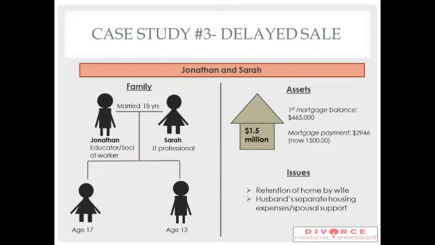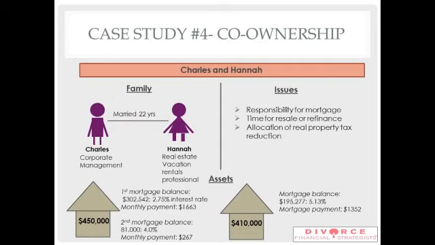Case study number 4 is an issue of co-ownership, which you will also see. And it'll also be driven by some very specific facts relative to the couple. So Charles and Hannah, this is a family that I concluded working with at the end of 2015. No children. They had a marriage of pretty long standing, 22 years. Charles is in corporate management, and Hannah is involved in real estate vacation rentals. I'm going to talk about that in a minute.